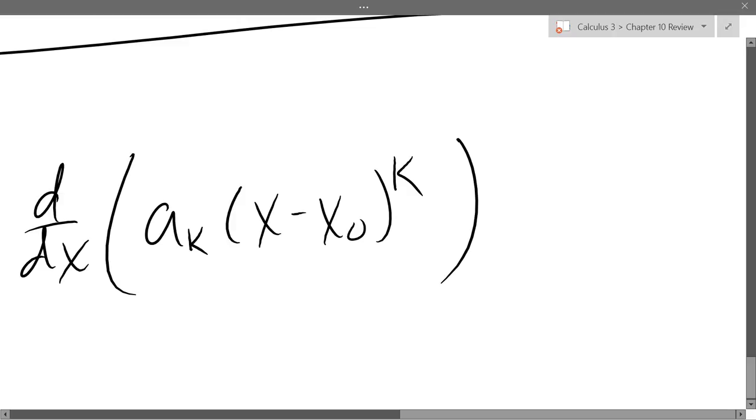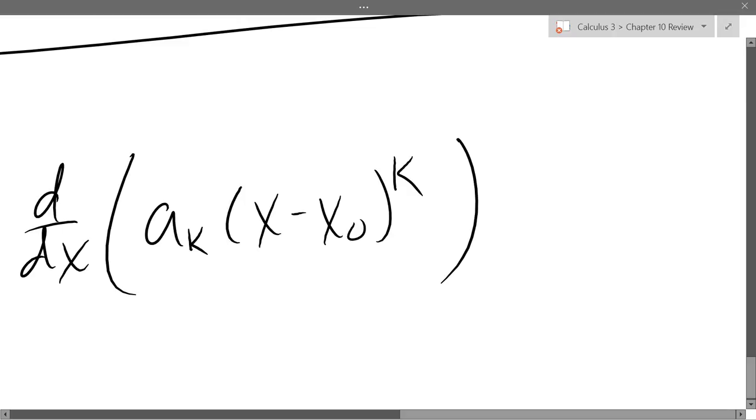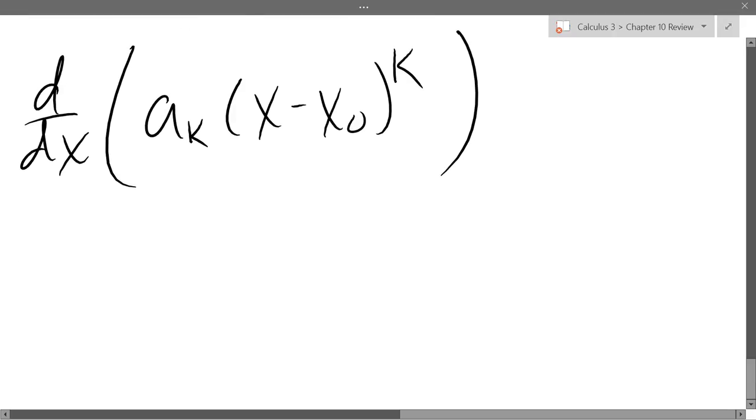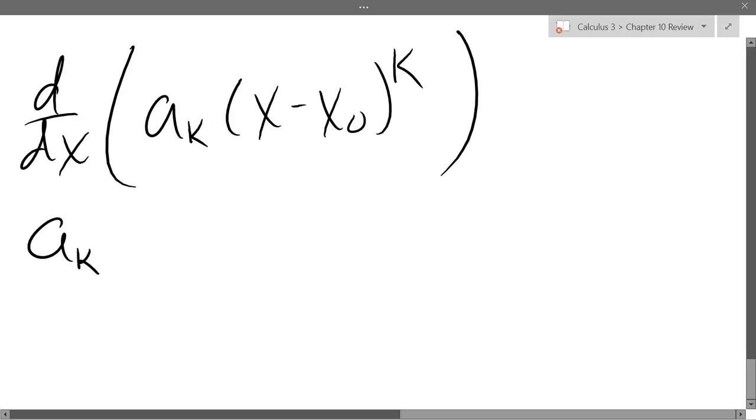Nope, you're thinking too much. Actually, I will need the chain rule, but barely. So I will need the chain rule a little bit, but what I really need is the power rule. So think about a number like (x minus 3) to the fourth power. It'll be (x minus 3) to the third multiplied by the original power. So right down below, we're going to have the number a_k times, and let's do the power first, so times k times (x minus x naught) to the k minus 1 power.